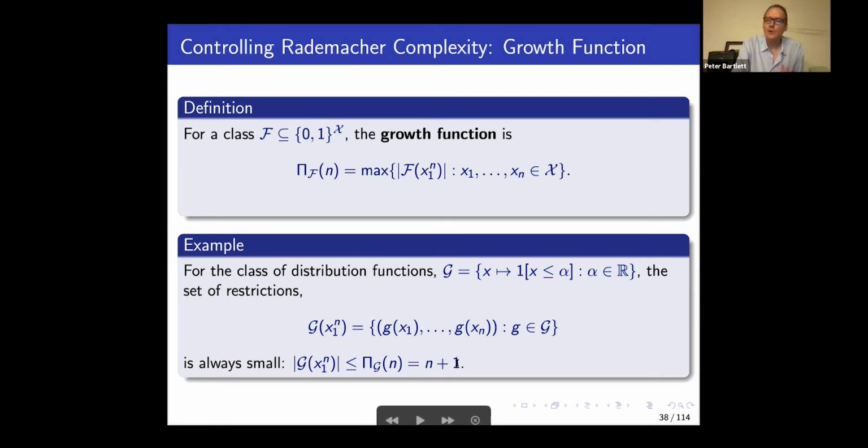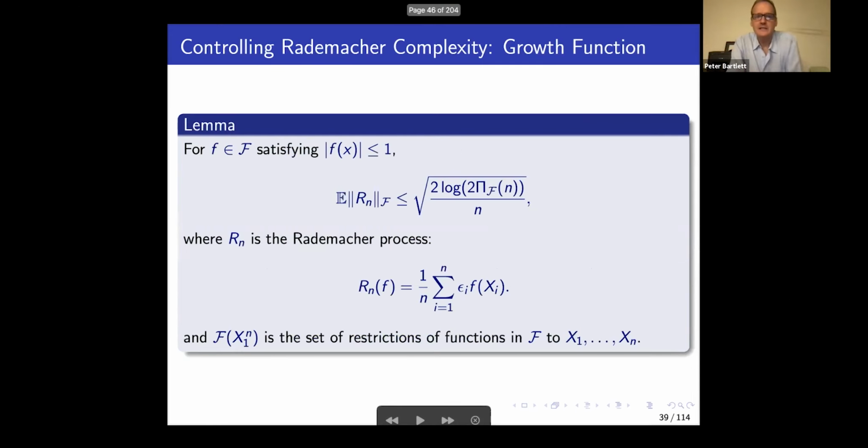Okay, way smaller than 2 to the n. All right, that's a nice easy example. And actually, as long as you have a bound on the growth function that grows slower than exponentially in n, then you have a good bound on the Rademacher averages, Rademacher complexity.